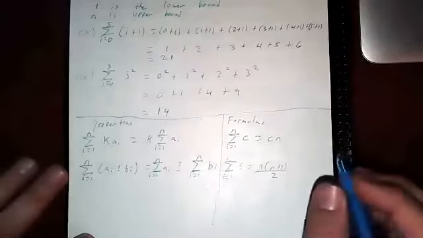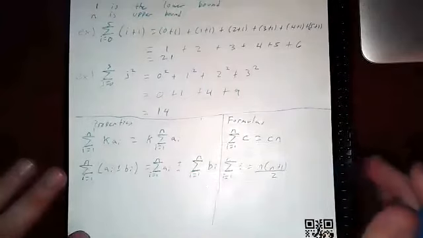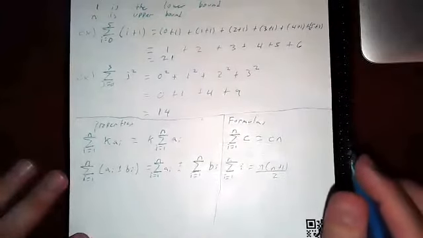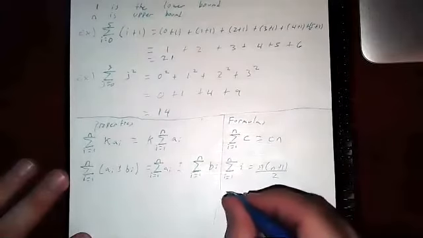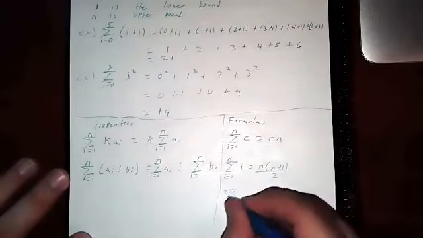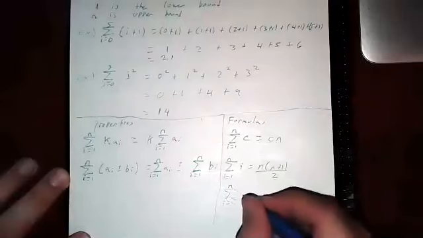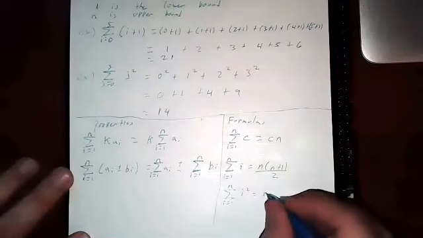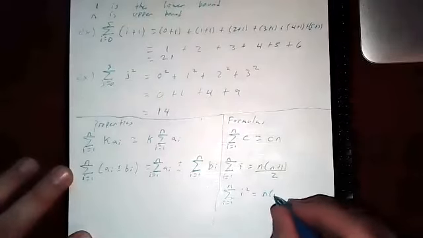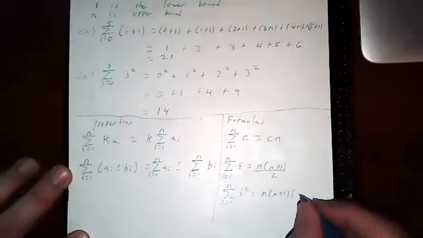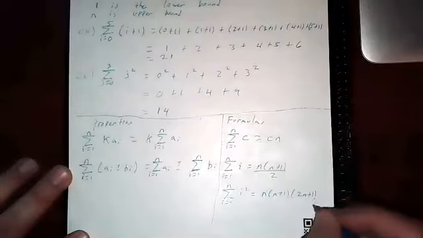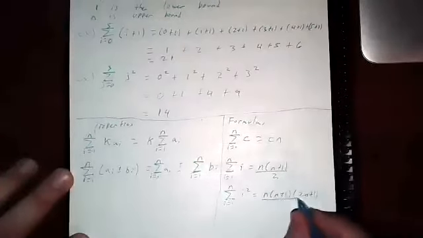I might not have space for this. Thought I would. You have the summation of i squared, that would become n times (n plus 1) times (2n plus 1) over 6.